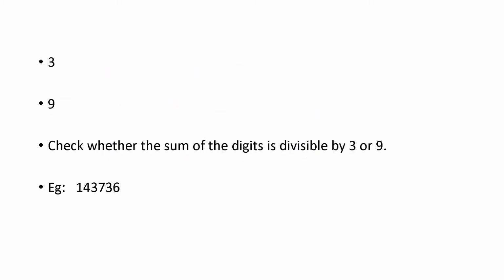Okay. Next, let's discuss the divisibility rule of 3 and 9. So you'll have a number, and you have to check whether that number is divisible by 3 and 9. For both cases, the method is the same. Check whether the sum of the digits is divisible by 3 or 9. If the sum of the digits is divisible by 3, then you can say that the entire number is divisible by 3. If the sum is divisible by 9, you can say the entire number is divisible by 9. Okay, let's consider an example.